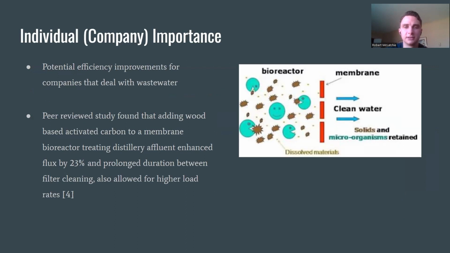In the context of an individual company, wood-based activated carbon creates some potential efficiency improvements for companies that deal with wastewater. For example, there's a peer-reviewed study that found that adding wood-based activated carbon to a membrane bioreactor that treated distillery effluent enhanced flux by about 23%, prolonged duration between filter cleaning, and also allowed for higher load rates. So these efficiency improvements would translate to dollar savings for companies, which gives them incentive to use this product.